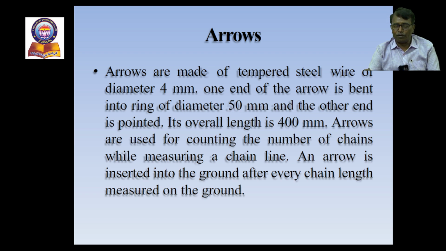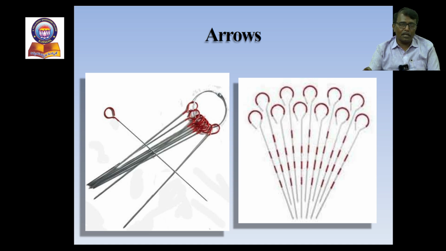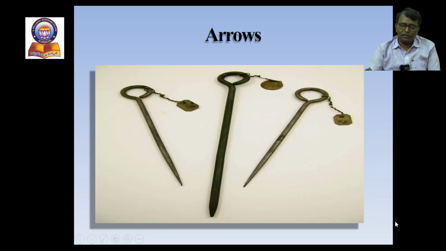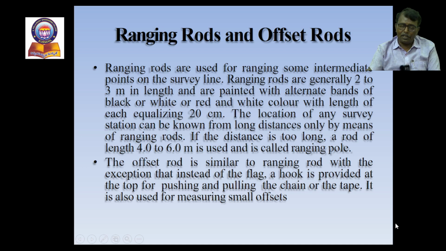Now we'll see the shape of the arrow. This is the arrow, having a sharp edge at the bottom and at the top a ring, so that it can be easily packed. This is another type of arrow, a steel arrow.